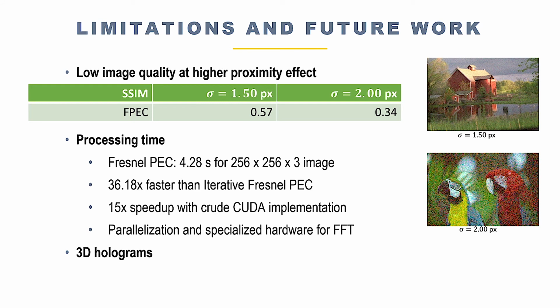There are several limitations to our method. First, the FPEC method cannot handle extremely high levels of proximity effect, such as sigma equals 1.5 or 2 pixel. Second, the processing speed of the FPEC is slow. Currently, it takes 4.28 seconds to process a 256 by 256 color image with our MATLAB implementation. However, it is still 36 times faster than the baseline IFPEC method.